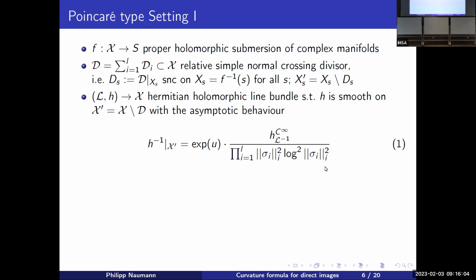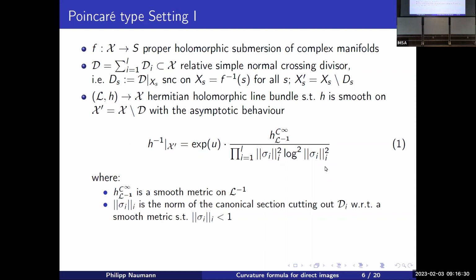And why I'm doing exactly this will become clear in a few minutes, because this is exactly modeled after the log canonically polarized situation. So what are the objects here? h C infinity is just a smooth metric on L inverse. And the sigma_i is the norm of the canonical sections cutting out the components D_i, and I measure them with respect to some arbitrary smooth metric, and smaller than one, so that we can take the logarithm.